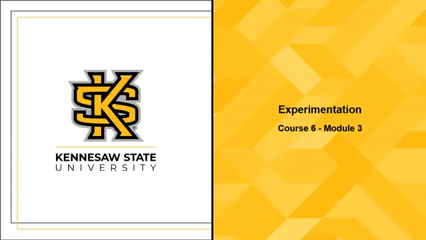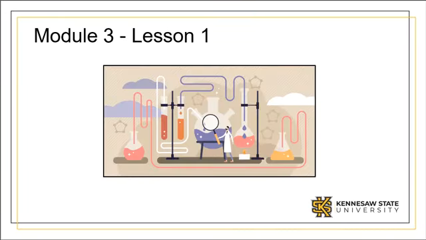Welcome to Six Sigma Black Belt, Course 6, Module 3, Experimentation. This module will be dedicated to experimentation. We will begin by showcasing some one-factor designs.